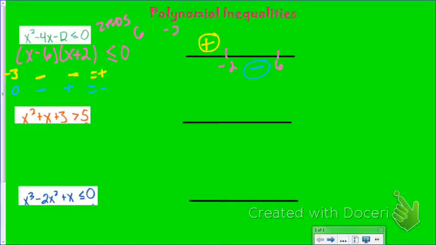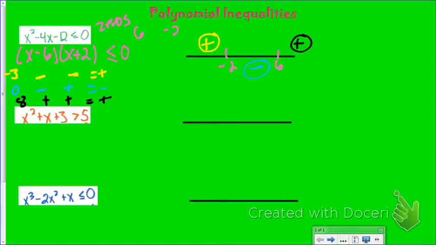So last, we're going to look at that last section, any number to the right of 6. So let's say I pick 8. If I plug in an 8, I'm going to get a positive number in that parenthesis and a positive number in that parenthesis. A positive times a positive is always a positive. So that means every number to the right here is going to be positive.